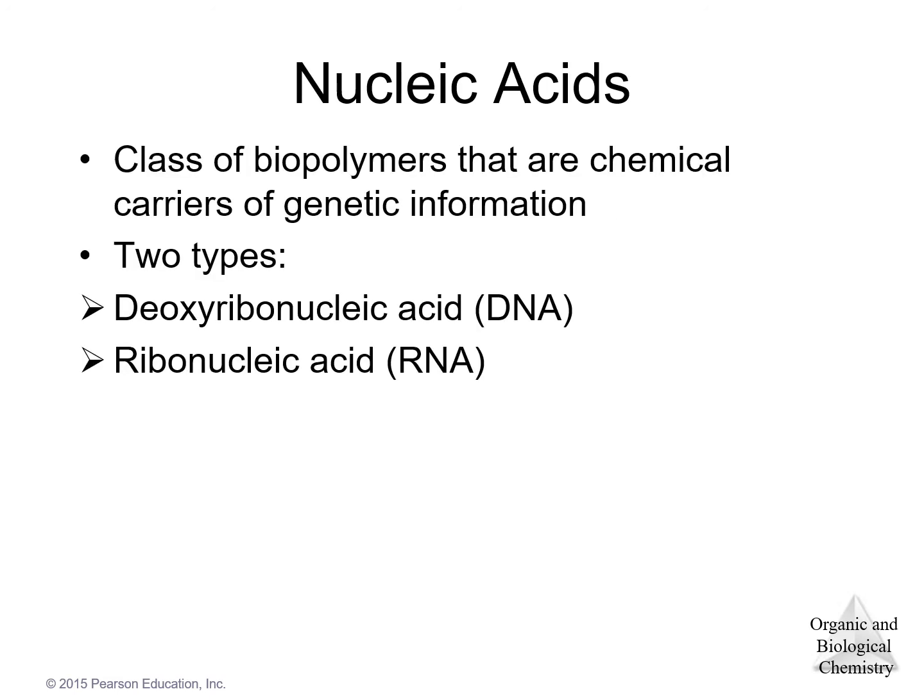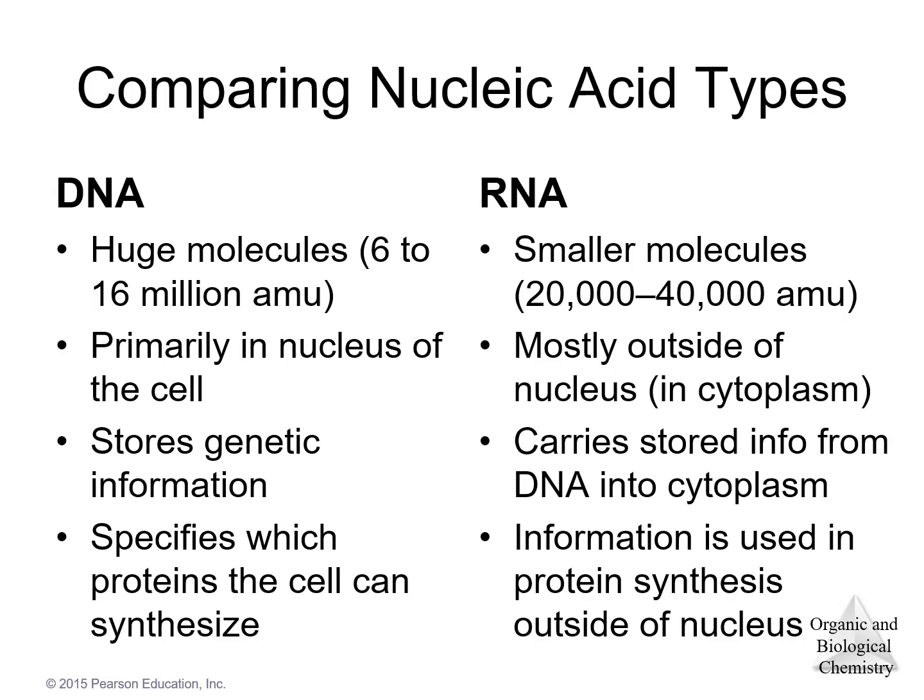And then you got the last thing, your nucleic acids. These are biopolymers that are chemical carriers of genetic information. There are two types, and you guys have heard of these before. Deoxyribonucleic acid, DNA, and ribonucleic acid, RNA. Now, what's the difference between the two? There's a lot more, and like I said, you'll get into it in biochem.